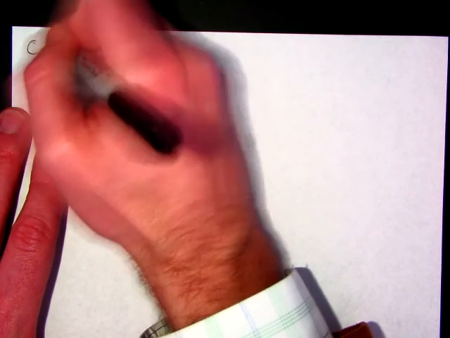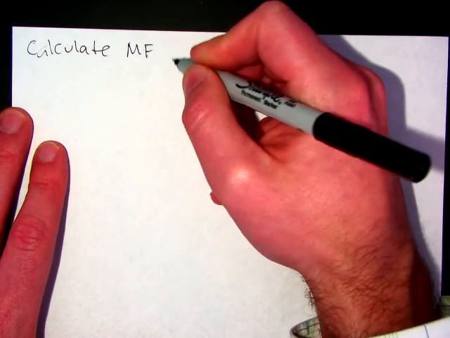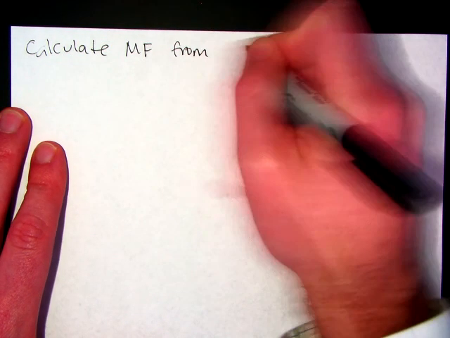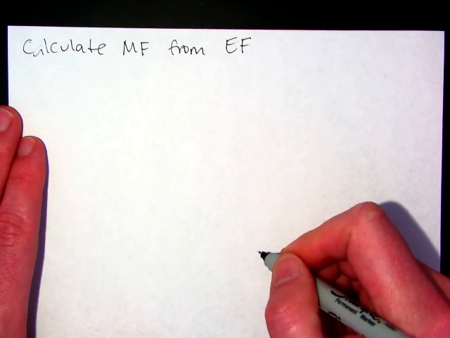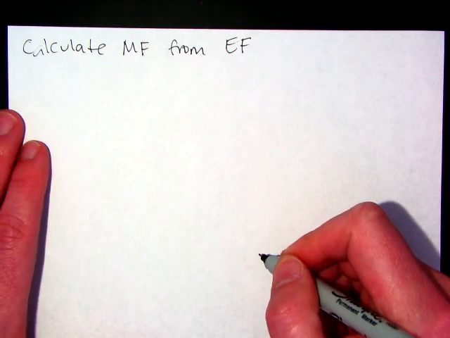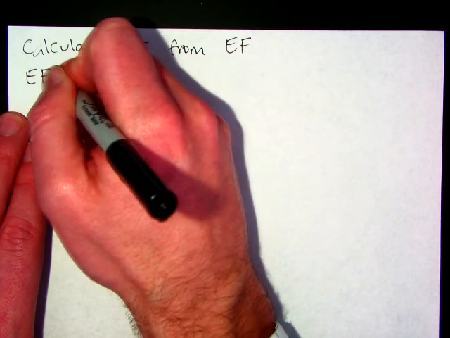So the goal today is to calculate molecular formula from empirical formula. Remember, the empirical formula is the lowest ratio, and the molecular formula is some multiple of that. To do that, you have to be given two things. You have to either be given or have found already the empirical formula.